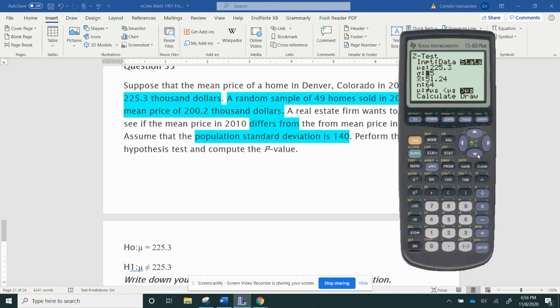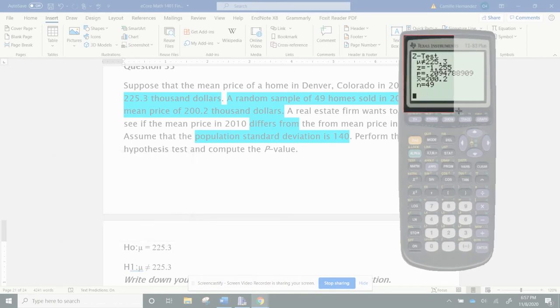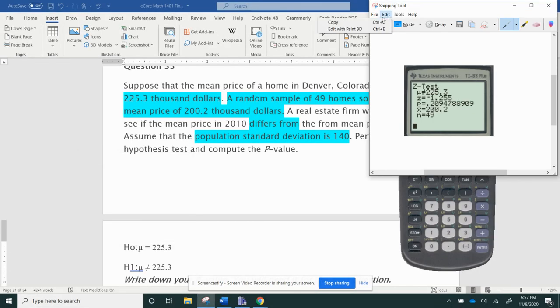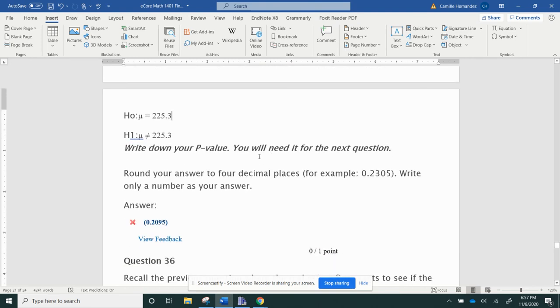The population standard deviation is 140. The sample mean is 200.2. Sample size was 49. Then I'm going to pick not equal here. I hit enter, and it blinks at me, so that's how I know I've got it to work. So I hit calculate. And again, I'm going to grab this so I can put this in my document. I'm going to grab it, edit, copy. So I go down here, and I'm going to paste it.